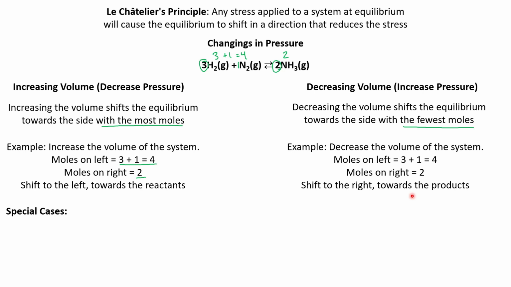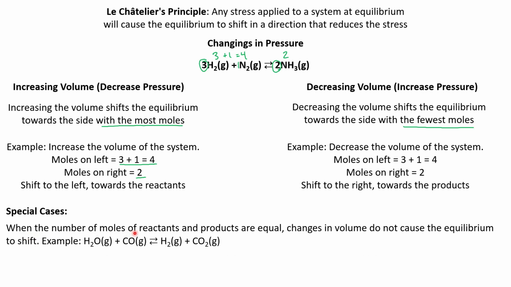Now, there are a couple of special cases that I want to address before we move away from changes in pressure. When the number of moles of reactants and products are equal, then a change in volume will not cause the equilibrium to shift. So if we have this equation right here, let's add up our number of moles. We're going to have 1 plus 1, that's 2 on the reactant side, and 1 plus 1, that's 2 on the product side. Again, I'm just adding up my stoichiometric coefficients here. We tend to not write the ones in, but they are still there. So for this reaction, a change in volume, either increasing or decreasing, is not going to shift the equilibrium.